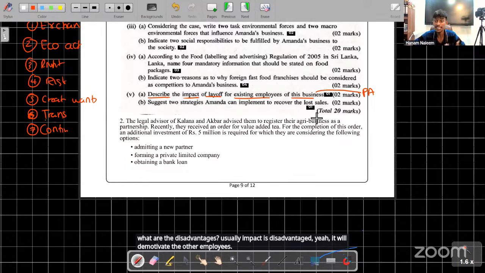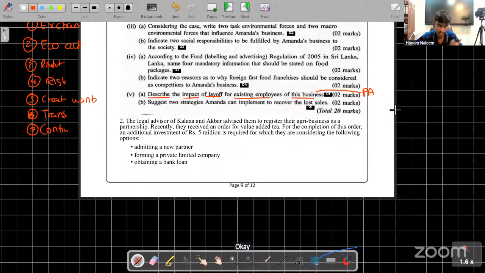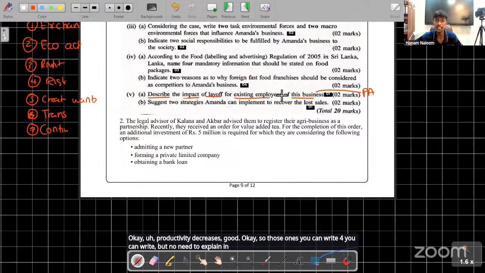Yeah, sometimes talented employees will be lost. Reputational damage. Okay, it disrupts the production. Yes, sometimes you can't supply the products on time. Okay, productivity decreases. Good. So those ones you can write. Four you can write, but no need to explain in small sentences, enough, because the question is described next.